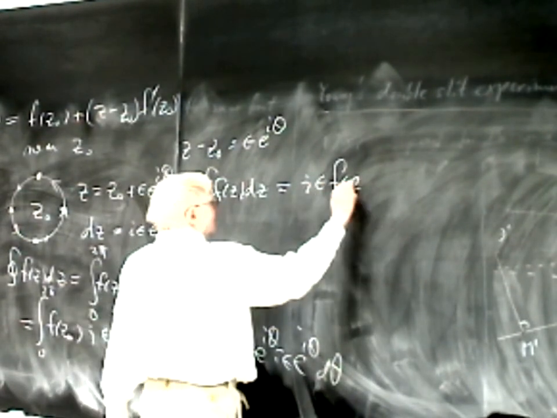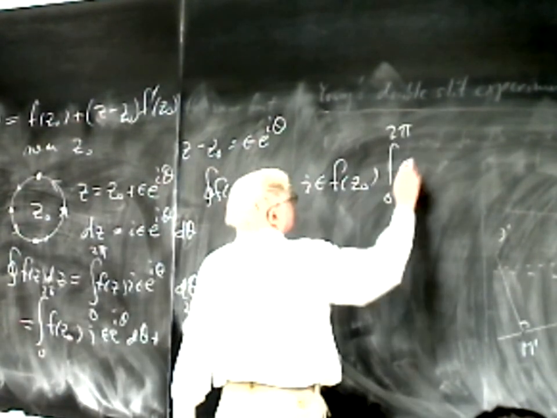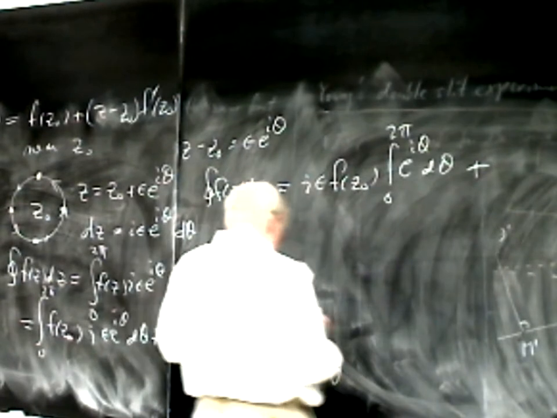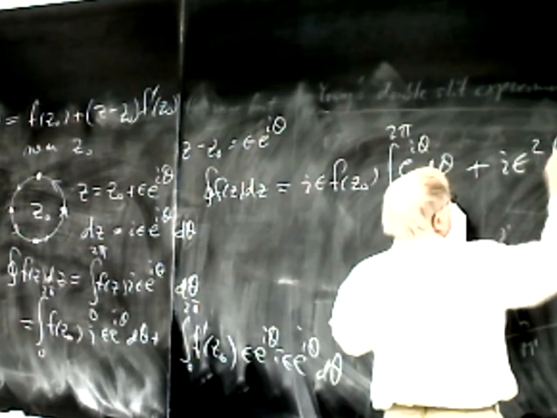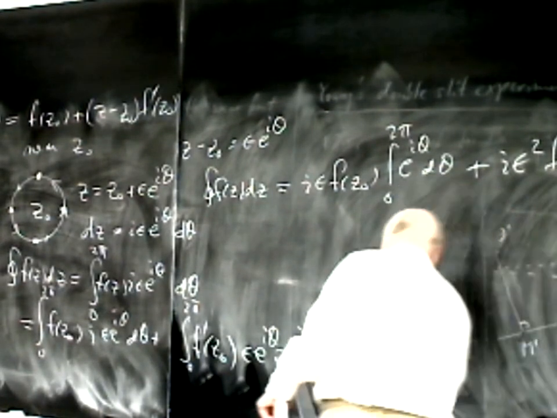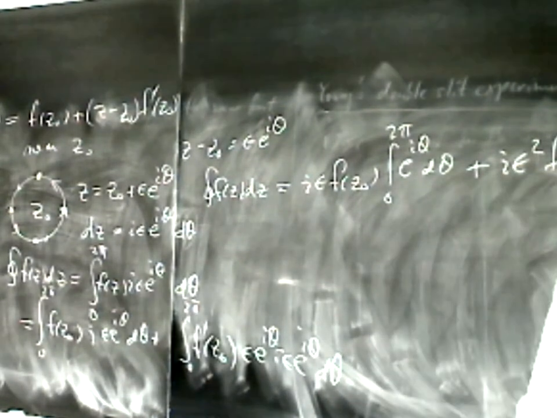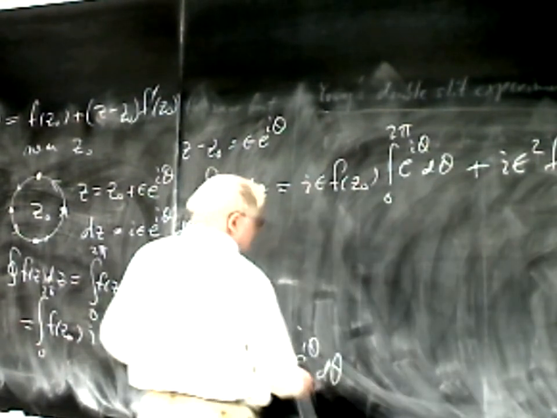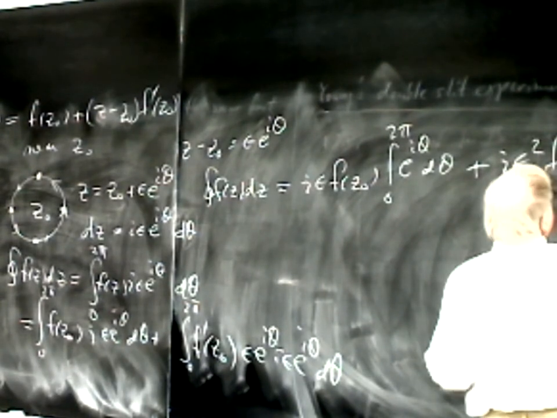i epsilon f of z0 times the integral from 0 to 2 pi of e to the i theta d theta, plus, in this case, i epsilon squared f prime of z0 times an integral of e to the 2i theta d theta, again 0 to 2 pi.